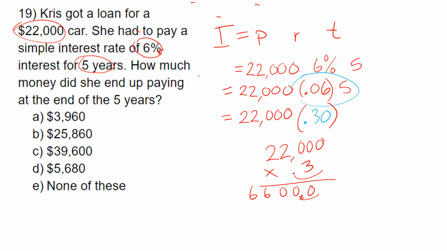Okay. Oh, $6,600. Now, if it's that much, how much does she end up paying at the end of 5 years? Well, she pays the interest, but you also have to pay back the $22,000 that you borrowed. So you have $22,000 plus $6,600, which is $28,600. So that is E. That ain't there.